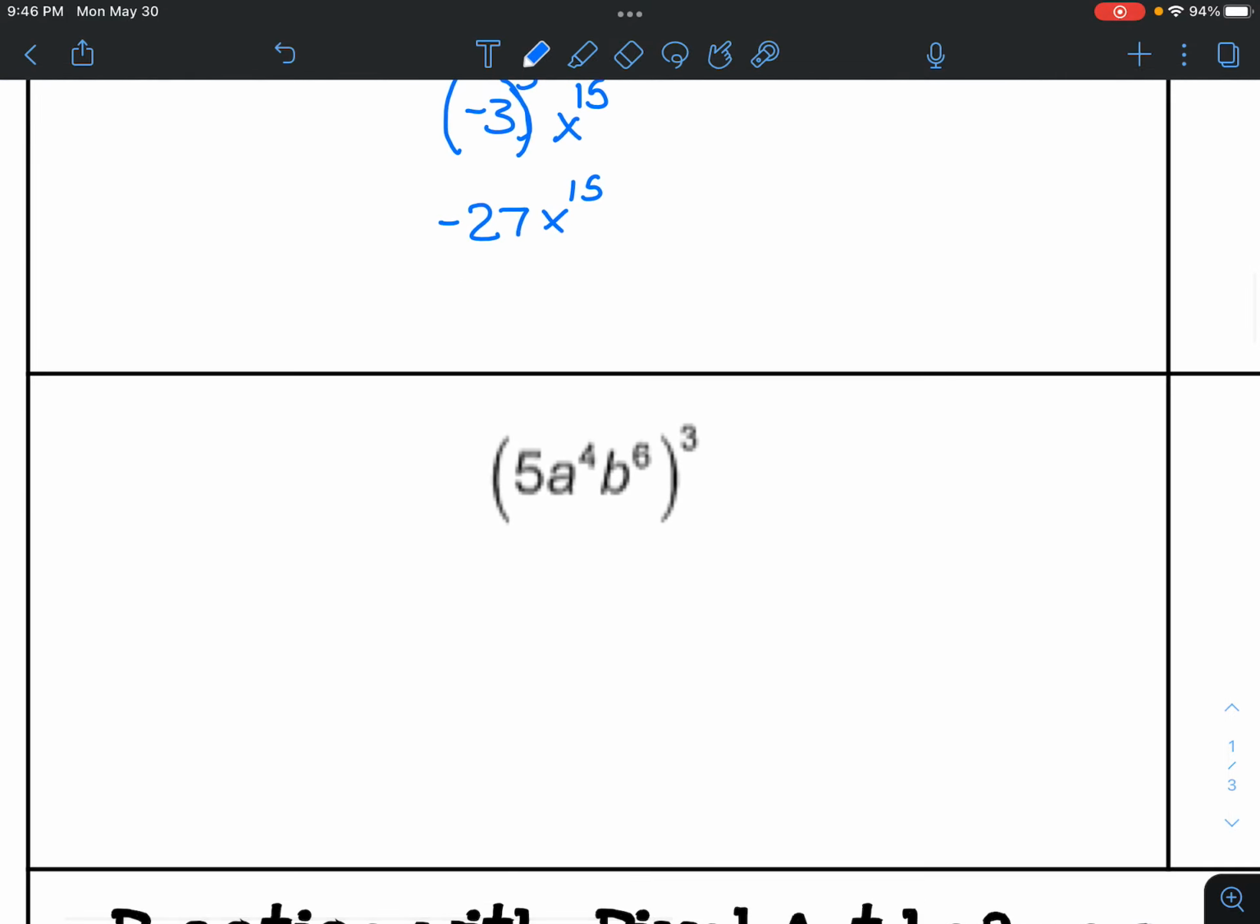Now we're getting into a little bit trickier of a zone. Fill in your invisible exponents. That's always your first step. Now you're going to do power to a power. Keep the base of 5 and multiply your exponents. 1 times 3. That's 3. Keep the base of a, multiply your exponents. 4 times 3. That's 12. Keep the base of b, multiply your exponents. 6 times 3. That's 18. Again, you can simplify the 5 to the third, or you could not. It does not matter to me. So either answer is acceptable.